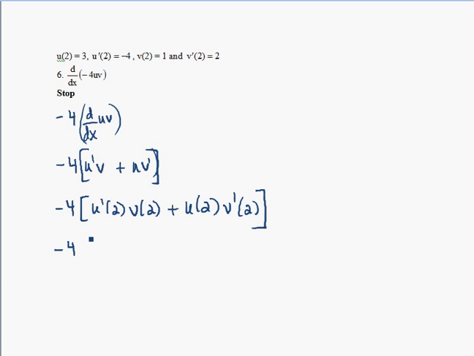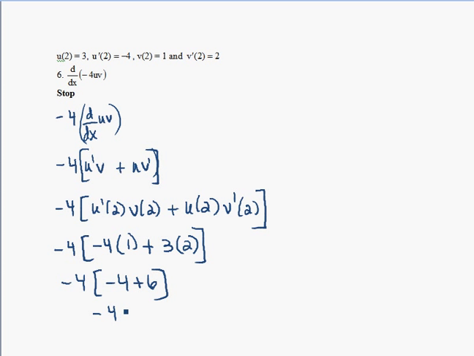So I get -4 times u prime of 2, which is -4, times v of 2, which is 1, plus u of 2, which is 3, times v prime, which is 2. So that gives me negative 4 times negative 4 plus 6, which is negative 4 times 2, which is negative 8.